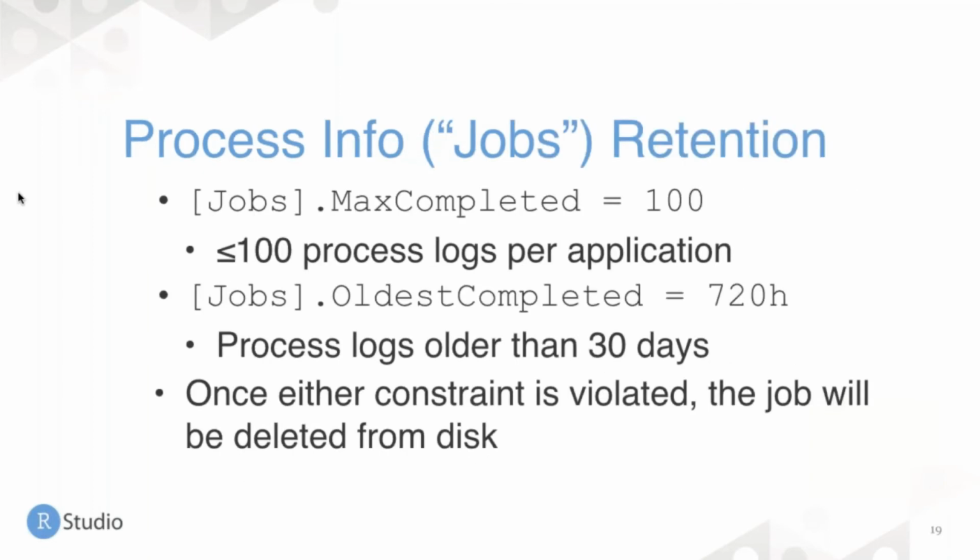Next, and I won't belabor this one because it's usually a pretty small consumption of disk space, but we do have throttles around how many jobs, or how much process information, we're going to retain. By default, we say we're going to keep up to 100 processes associated with each application. As soon as we have more than 100 processes, the oldest ones are going to start getting deleted. Likewise, any process that's older than 30 days, we're going to start deleting off of disk. As soon as either of these constraints is violated, the job is going to be deleted from disk, and we won't have the process logs associated with that anymore. If you're in an environment that's highly audited and you need to make sure that you have the logs associated eternally, you can customize these settings to keep older copies of jobs or more copies of jobs for each application.